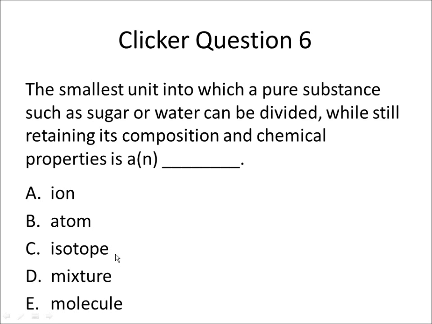Isotopes are elements that have different numbers of neutrons, and they kind of have the same chemistry. So they still have the same properties for the most part. So it's not isotope. Ion, not everything divides into ions. It still has the same properties. So what about atom? That actually wouldn't be bad. Unit. Yeah, but the thing is, they gave us sugar and water as examples.